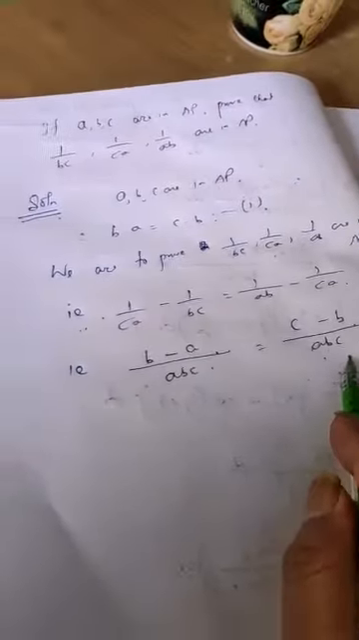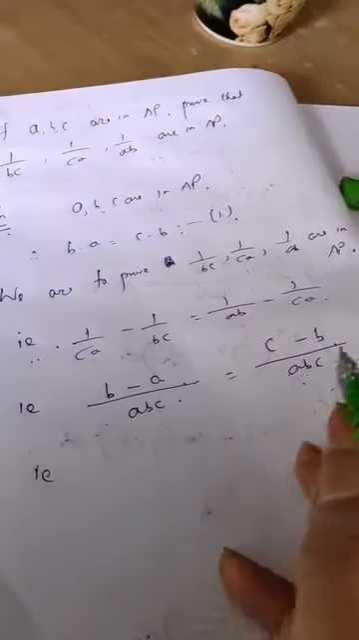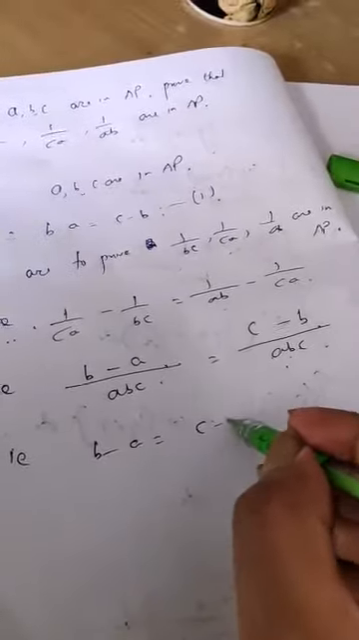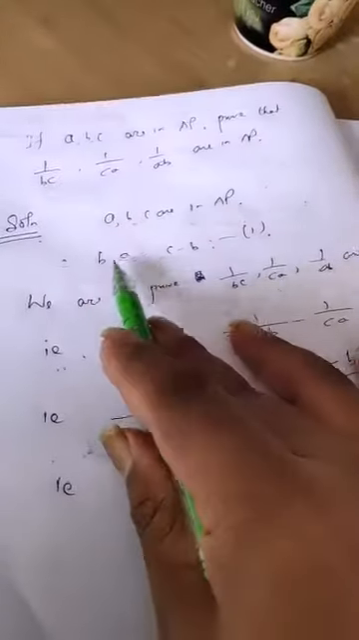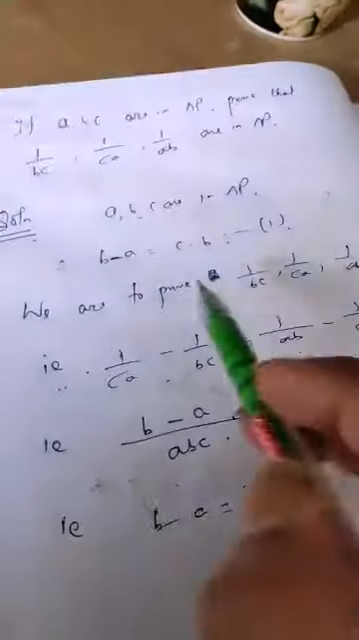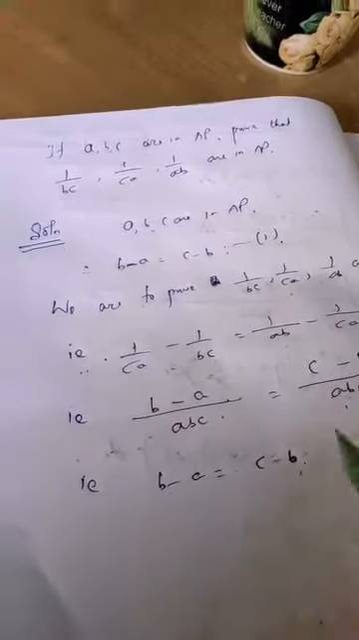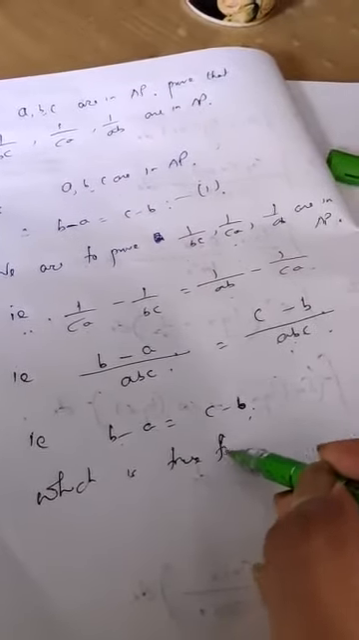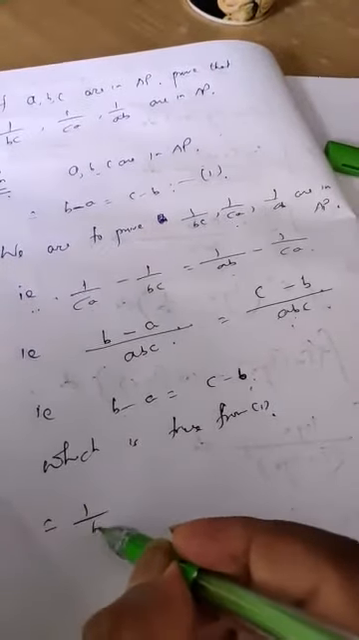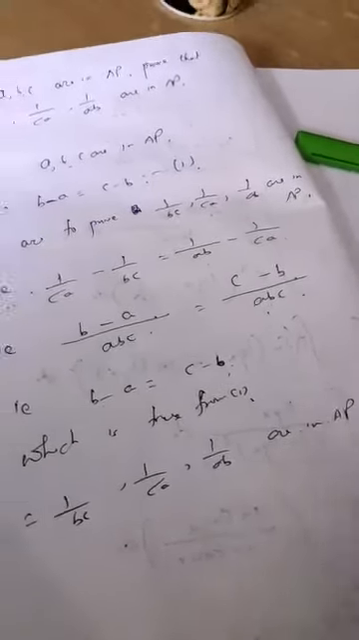We are not saying that we have proved this one. What we are saying is we have to prove this. If I cancel ABC from both sides, what will we get? B minus A equals C minus B. Means I have to prove B minus A equals C minus B. But I have already proved B minus A equals C minus B, which is true from 1. Therefore 1 by BC, 1 by CA, 1 by AB are in AP.